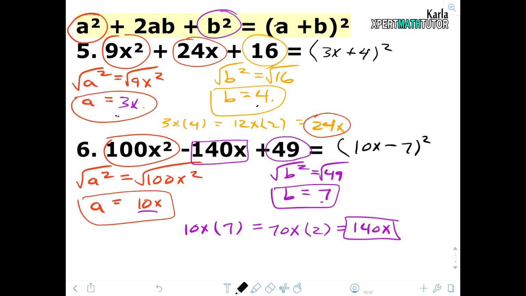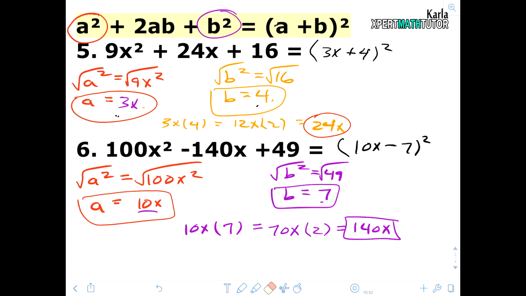Now if you look at number 5 and you compare it to number 6, notice how number 5 has 2 plus signs. Okay, we have 2 plus signs. And in number 6, we have a minus and we have a plus. Okay, so if the perfect square trinomial has 2 positives, the positive will be in its answer. If it has a negative here, there will also be a negative in its answer.